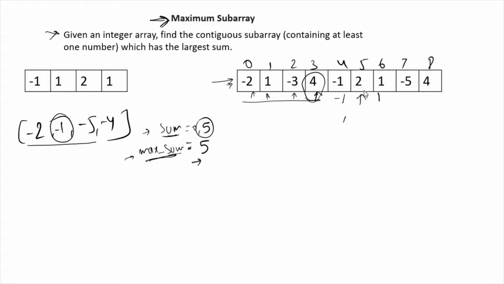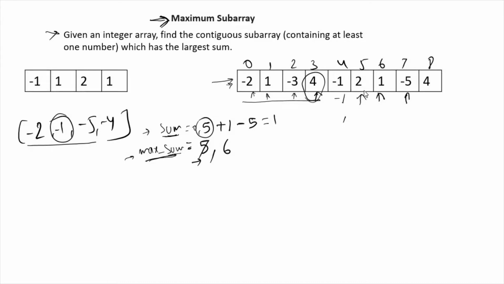Now let's move to the next element, 1. We'll add 1 to our sum, and sum will become 6. Maximum sum is 5 only, so we'll replace maximum sum with 6. Okay, now let's move to the next element, -5. We'll add -5 to our sum, so it will become 1.